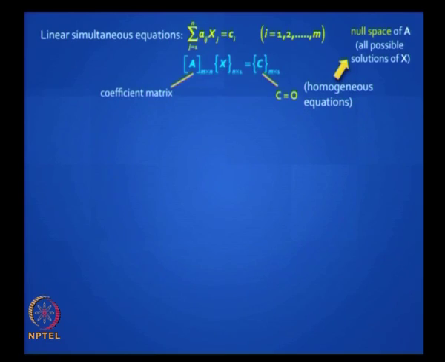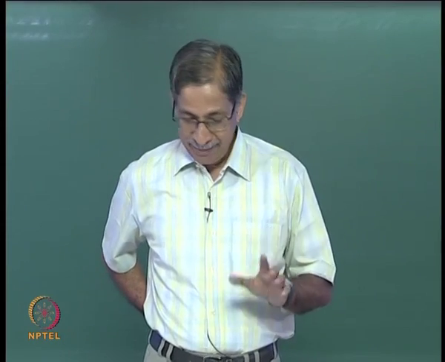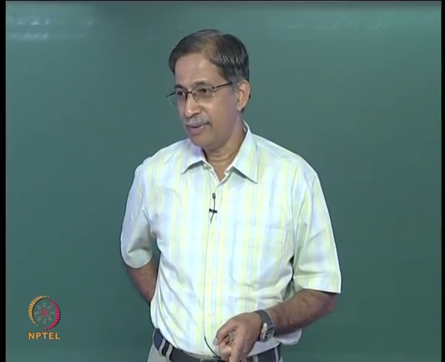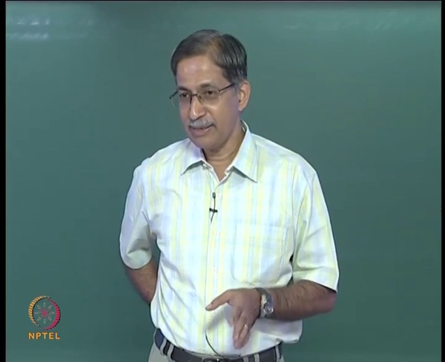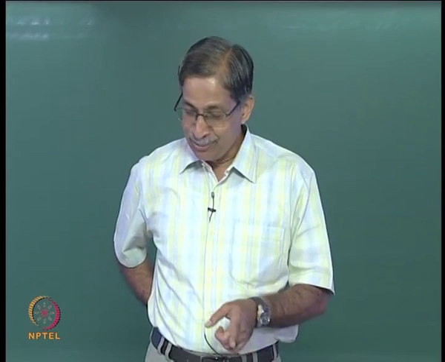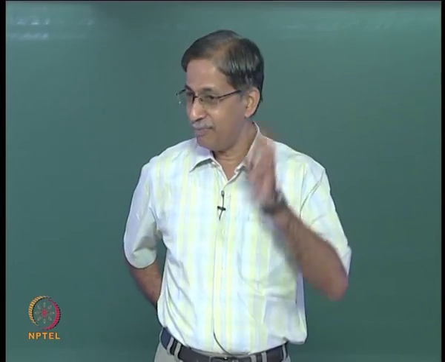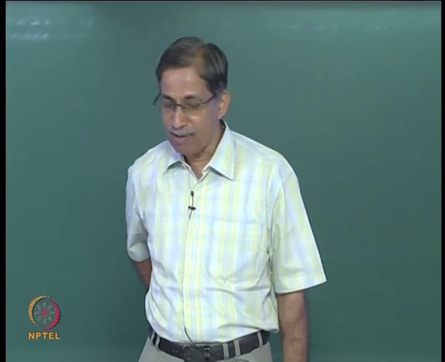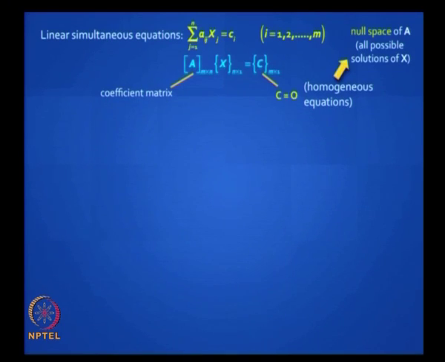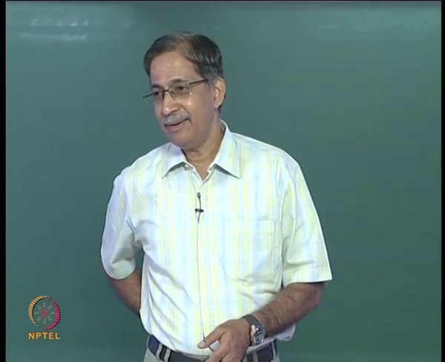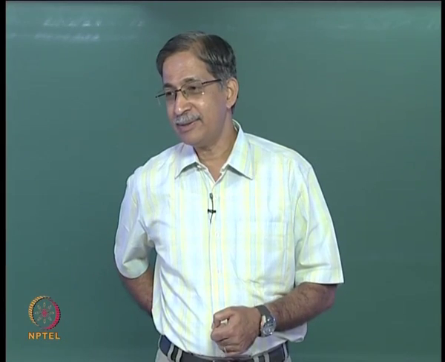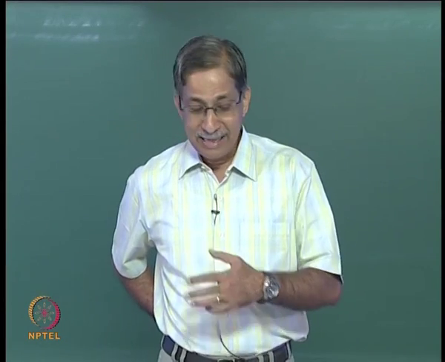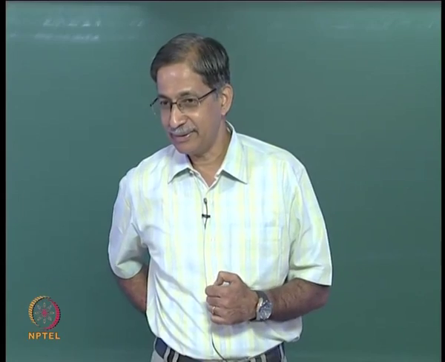In solving linear simultaneous equations, even if you have a non-zero C, a constant vector, you may still need to inspect this solution. That is called the null space of A, all possible solutions. When do you need to do this? It is very interesting, though we do not directly need it in structural analysis. You need to do it because it is related to what is called the rank of the matrix.